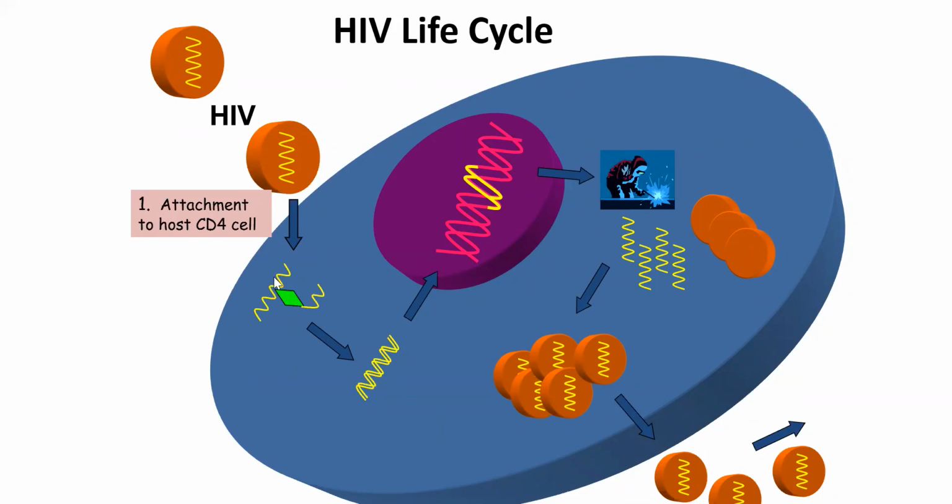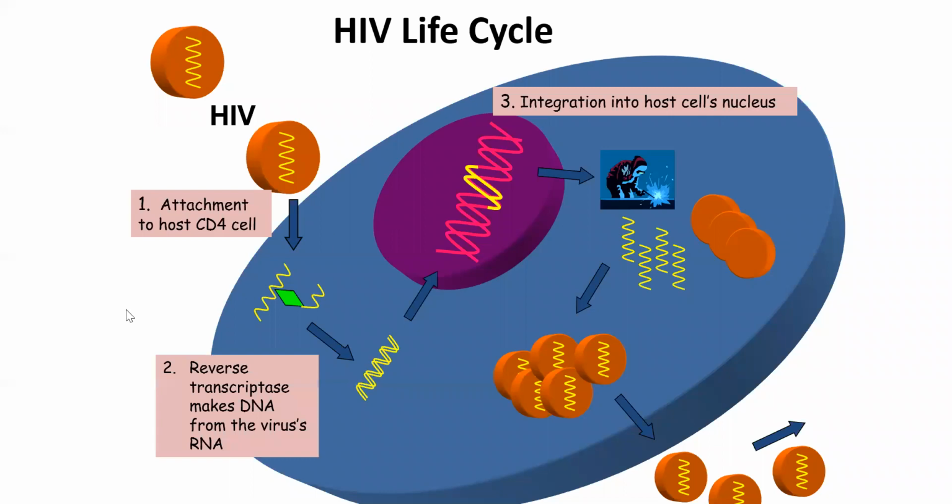And how does it attach? It attaches to the CD4 cell through a CD4 receptor. So there's a receptor on the CD4 cell through which the HIV virus attaches. Then after it attaches, what happens?